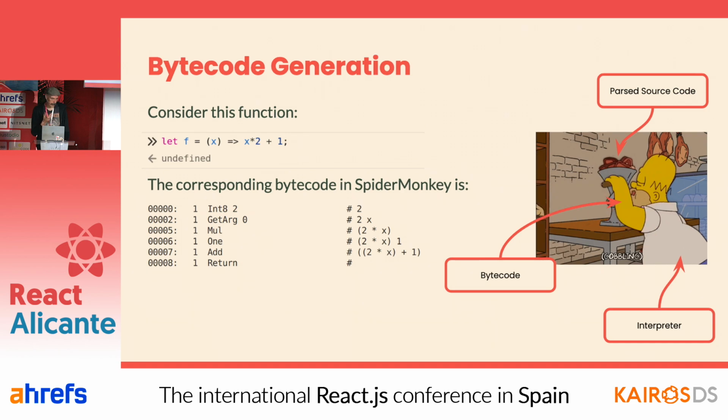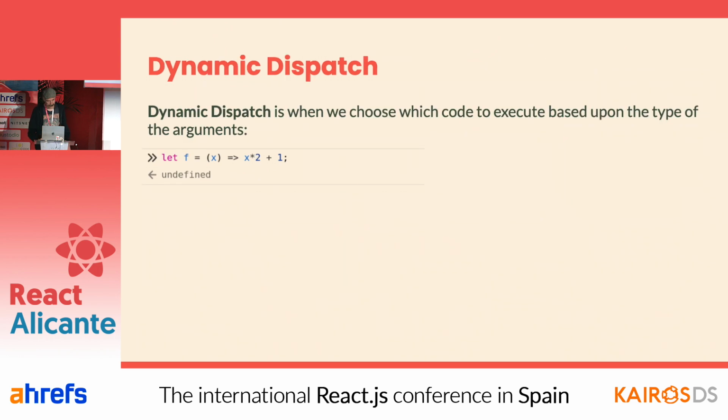So talking about bytecodes a little bit more, and bytecode generation. Here is an example of a relatively simple function. When the engine sees this function, what it's going to do is parse it. The parser generates what's called an abstract syntax tree. And once we have this tree, then we can walk through the nodes of this tree and generate bytecode that corresponds to the operations in these nodes. So here we have the bytecode that corresponds to this function. And once that's ready, it can be ingested by the interpreter and executed.